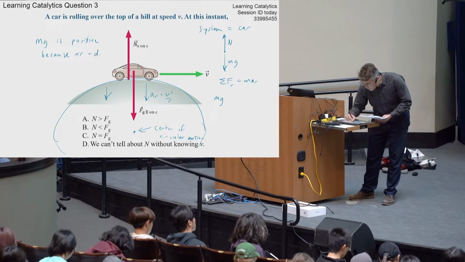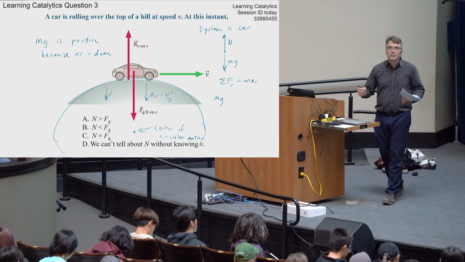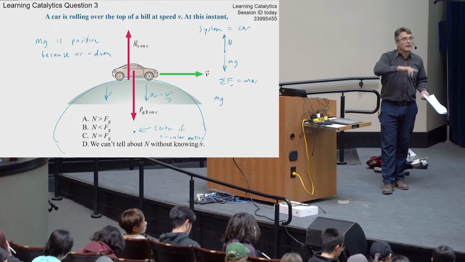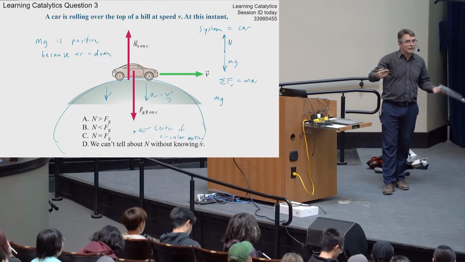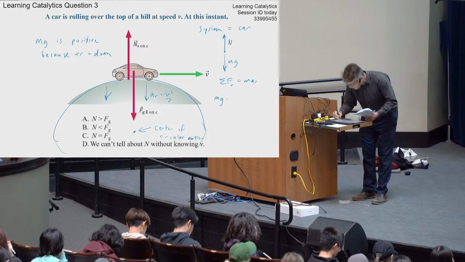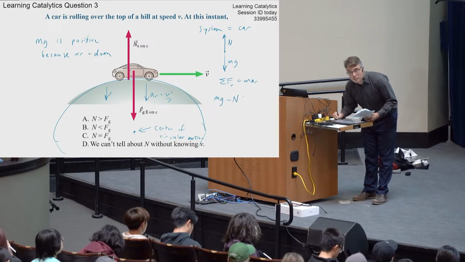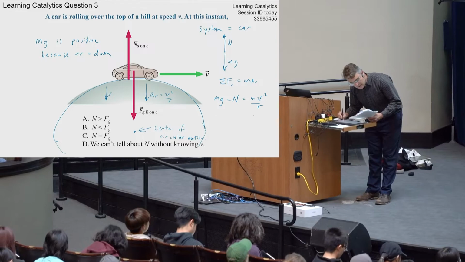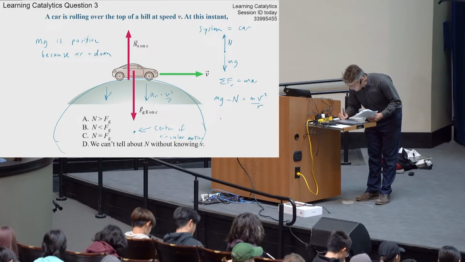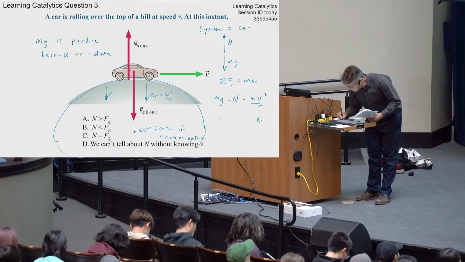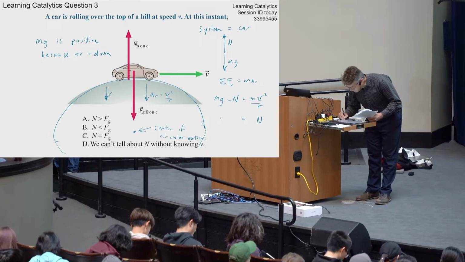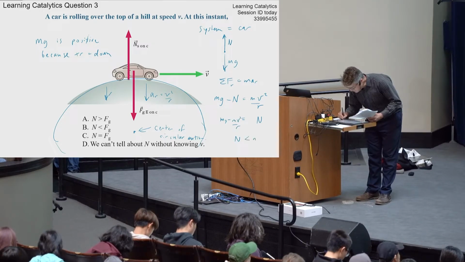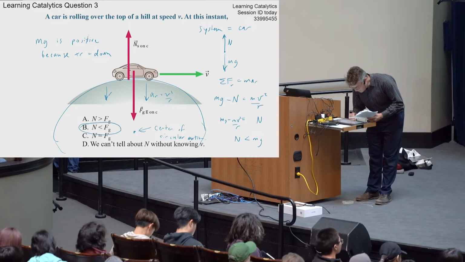Why is plus r down? Because it's towards the center of the circular path. And you're on a vertical circle when you're going over a hill for which the center of that circle is below you. So you do mg minus the normal force, because the normal force is up, is equal to mv squared over r. So what that means is that the normal force is equal to mg minus mv squared over r, and is less than mg. So that's why I like B there.